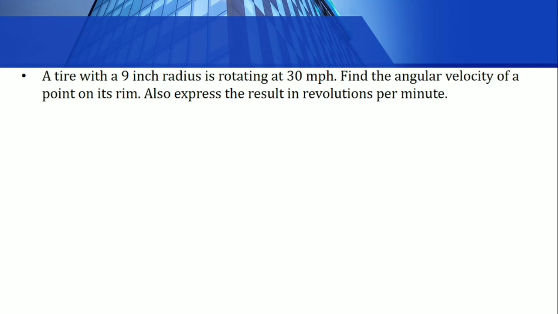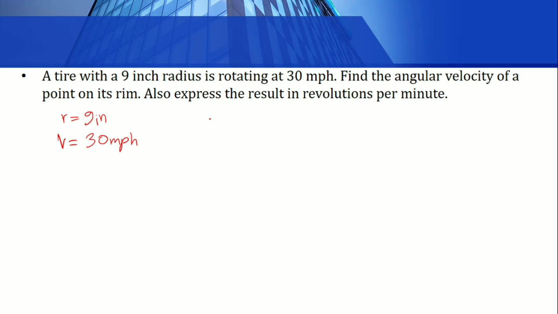So, more example tayo. So, a tire with a 9-inch radius is rotating at 30 mph. Find the angular velocity of a point on its rim. So, also express the result in revolutions per minute. So, meron tayong radius, so that is equal to 9 inches, and sabi niya rotating at 30 miles per hour. So itong 30 miles per hour, so that is linear velocity kasi naka miles per hour siya. So yan yung magiging linear velocity natin, so that is 30 mph.